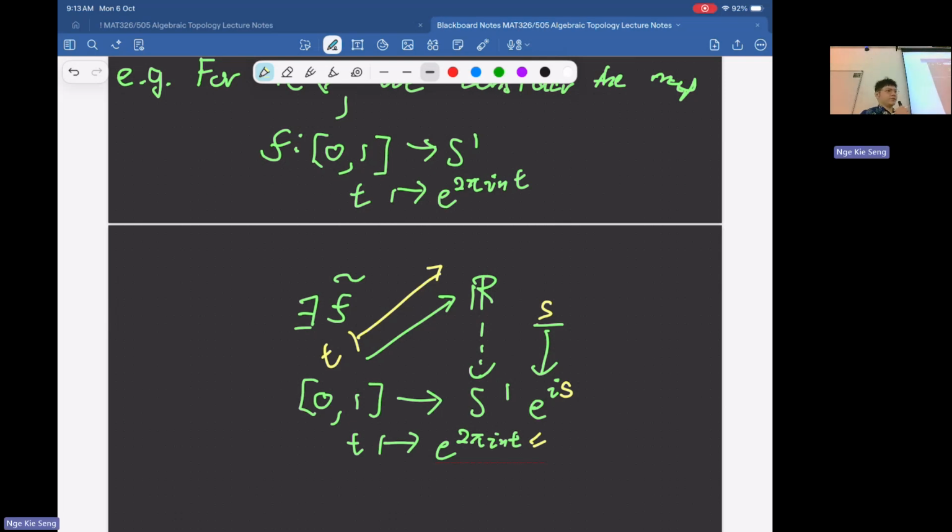So what is the s you should replace so that they are equal? It's not hard to see, right? Whatever other than i. What is it? 2 pi n t. Okay, so the lift you can imagine here is t sent to 2 pi n t. Then you set s to be 2 pi n t, then e to the i s. But this 2 pi n t here is a lift.